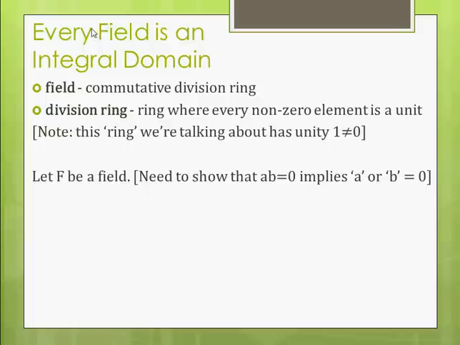So let's say we have a field. We need to show that it's an integral domain. All we really need to show is that there are no zero divisors, because we know a field is commutative, and it has a unity that's not equal to 0. To show there are no zero divisors, we need to show that no two non-zero elements multiply to be 0. In other words, if two elements in our set multiply to be 0, one of them must be 0. They can't both be non-zero.